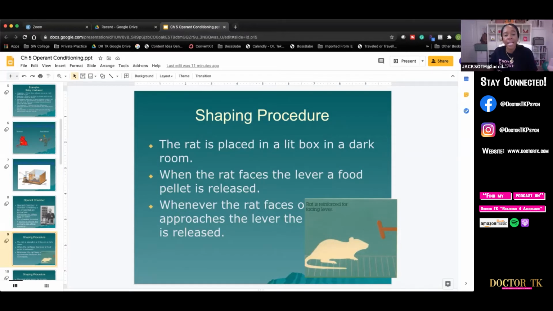Shaping a behavior is taking me step by step, one thing at a time, to condition me to do what you want me to do. One of the mistakes that a lot of parents make, even myself, when we're teaching another human being something new, is that sometimes we forget that they have never learned this behavior.